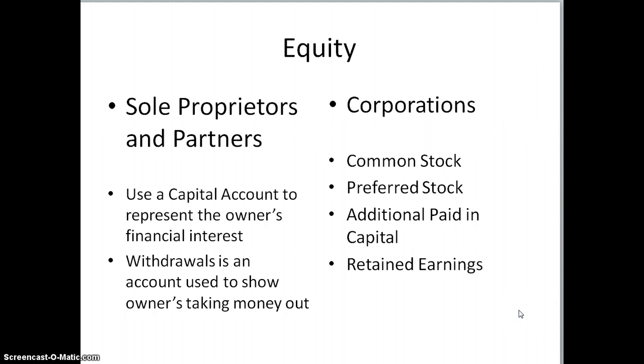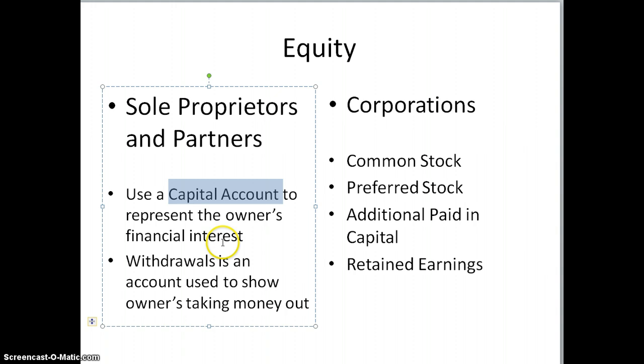The third part of the accounting equation, assets equal liabilities plus owner's equity, is equity. So we're going to talk about equity. Equity represents the owner's interest in the business, the residual interest after the liabilities have been paid out of the assets. And we have two types of equity. Sole proprietors and partners use a capital account to represent that owner's financial interest. They use something called capital.